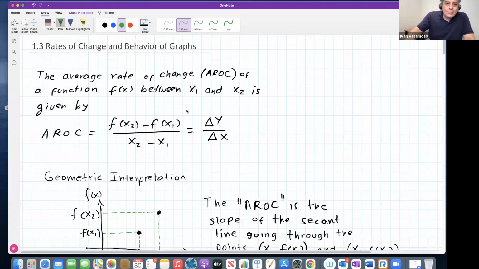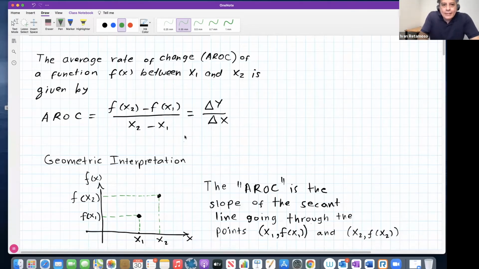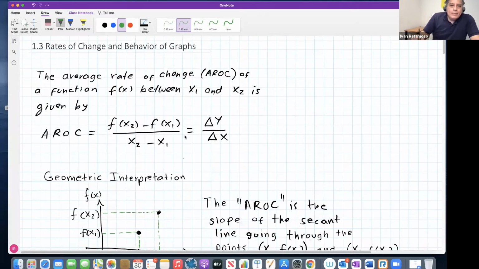The second part of the lecture deals with rate of change and behavior of graphs. What is that? It's important to figure out, at least on average, what happened with the rate of change of a function. The average rate of change, shorthand AROC, of a function f of x between the input values x1 and x2 is given by this formula.